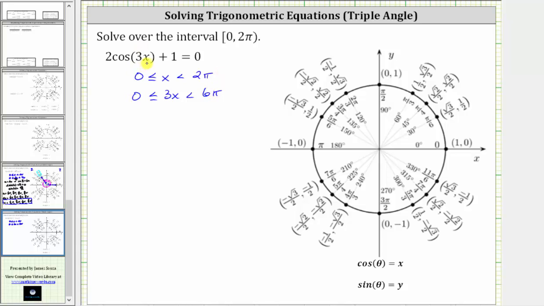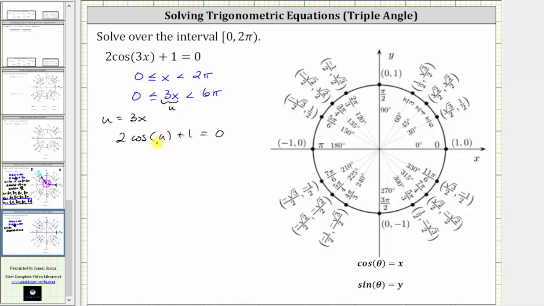And because we have a triple angle here, let's perform a substitution. Let u equal 3x. If u is equal to 3x, we can rewrite the original equation as 2 cosine u plus 1 equals 0. We will now solve this equation for u from 0 to 6 pi radians, again because u is 3x, and then we'll come back and find the solutions for just x.